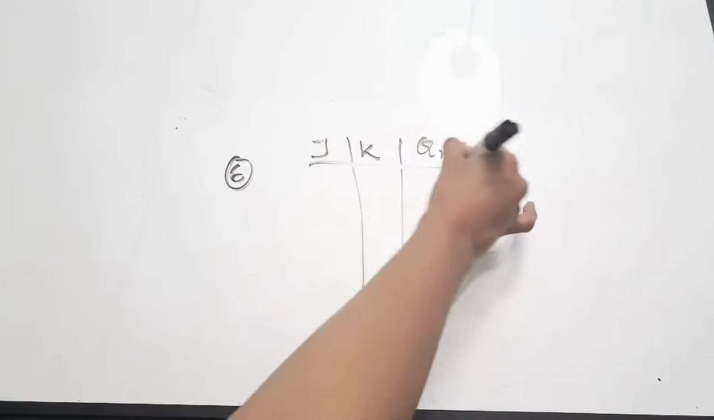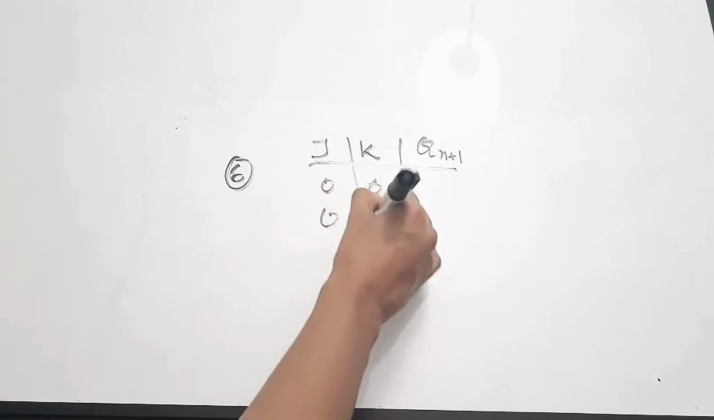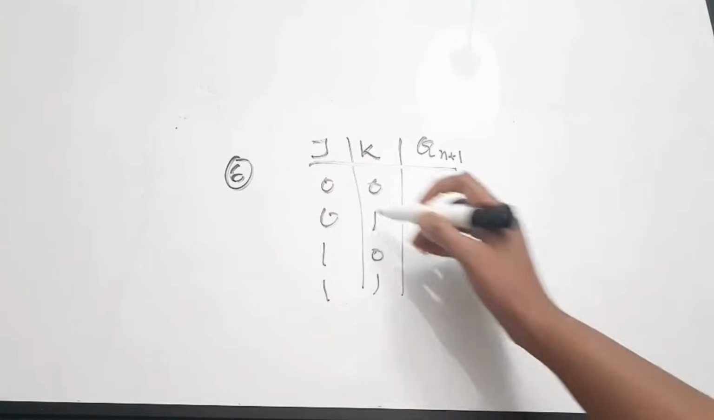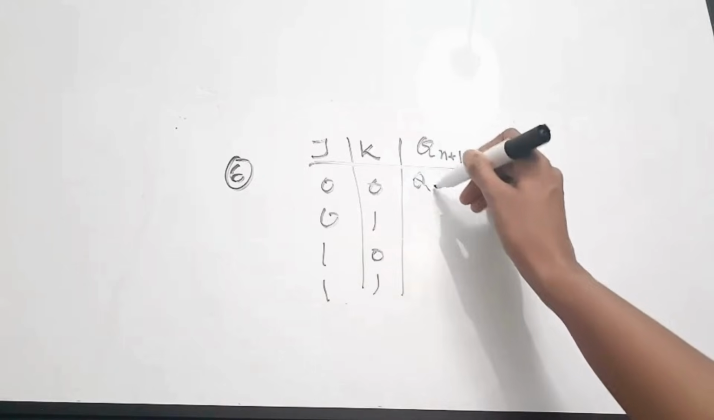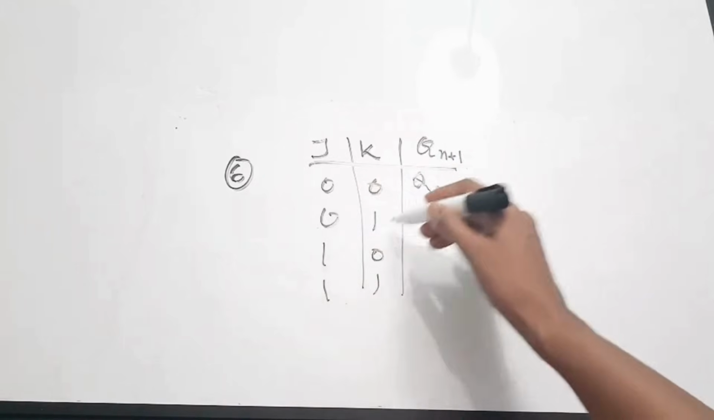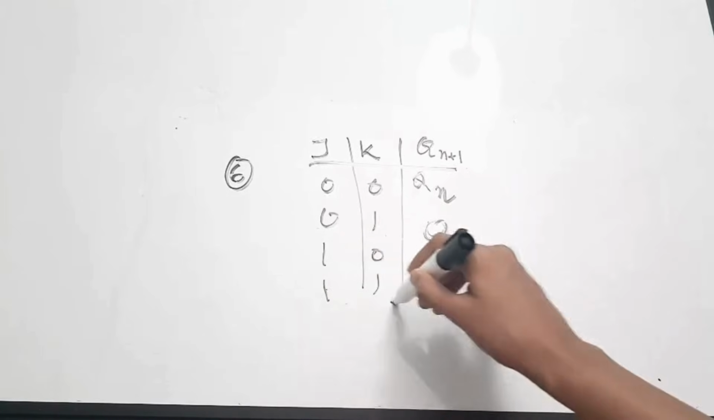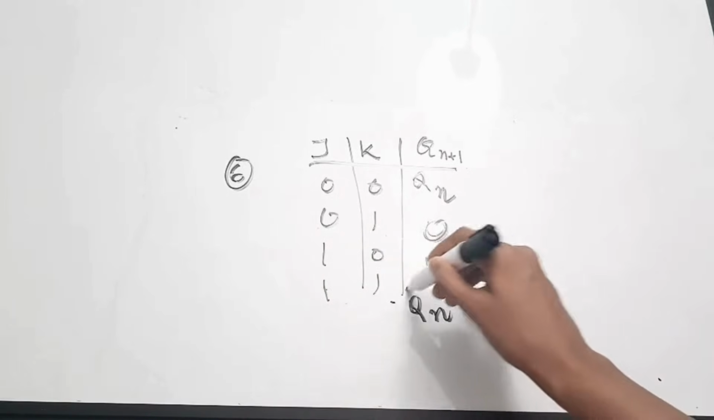And for various combinations, 0 0, 0 1, 1 0 and 1 1, the output is like this. For 0 0, it is the previous state itself. For 0 1, it is 0. For 1 0, it is 1. And for 1 1, it is Qn bar.